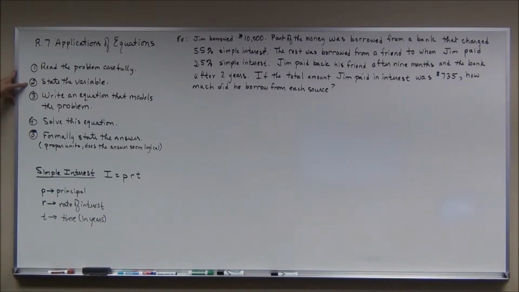Then, 2, state the variable. Whatever your unknown is, pick a variable for it. Sometimes you'll have more than one unknown, and you may have to use the variable written different ways to state all the different unknowns. There's an example of that coming up.